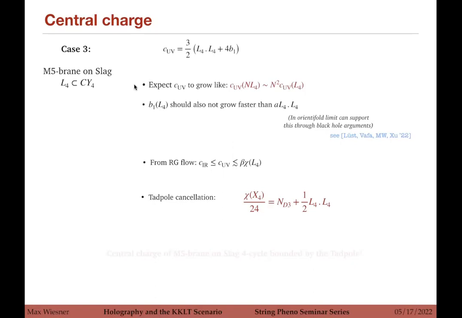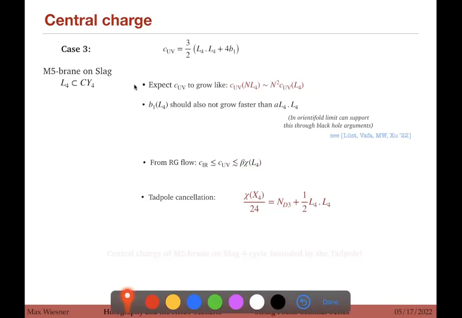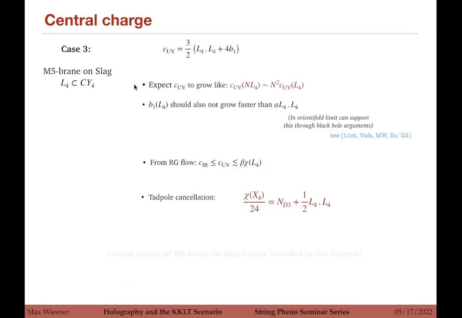So from the RG flow, we know that the IR central charge will be lower than the UV central charge, which should then scale like some constant beta of order 1, order 10 perhaps, times the Euler characteristic, i.e. the self-intersection of this slack 4-cycle. However, we need to satisfy the tadpole cancellation, which is a condition that the Euler characteristic of the fourfold should be equal to the number of D3 branes times the self-intersection, or 1/2 the self-intersection of L4.